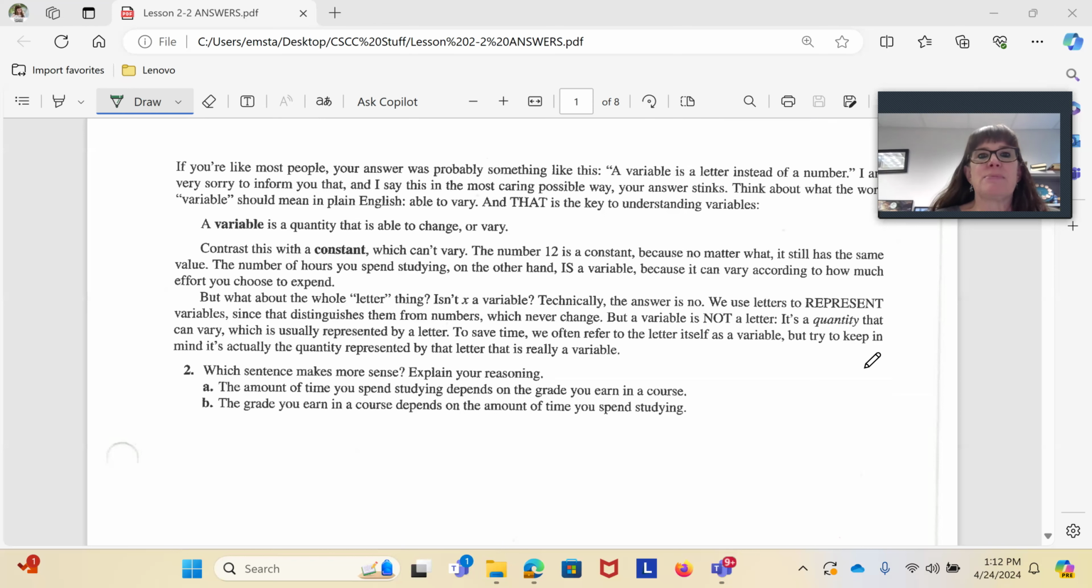Number 2 at the bottom of the page asks us to determine which sentence makes more sense. Sentence A says the amount of time you spend studying depends on the grade you earn in the course. And part B says the grade you earn in the course depends on the amount of time you spend studying. Which one of those makes more sense when you read it out loud? Generally, B is going to make more sense on this one. The grade you earn in the course depends how much time you spend studying.